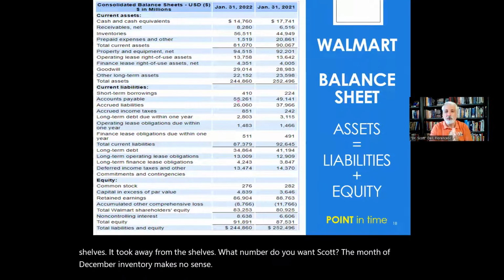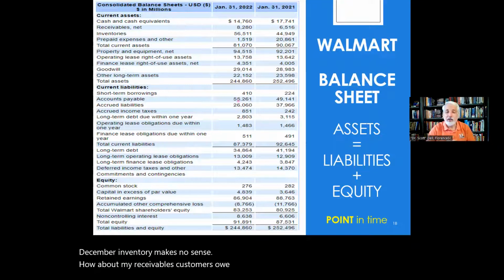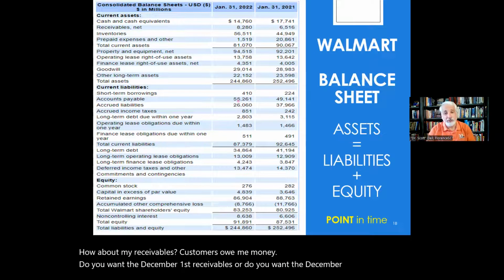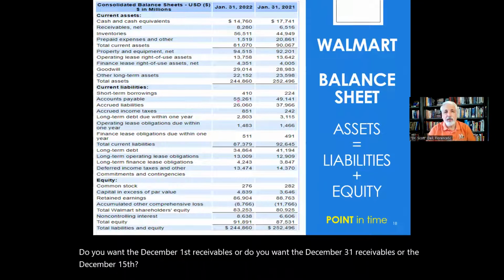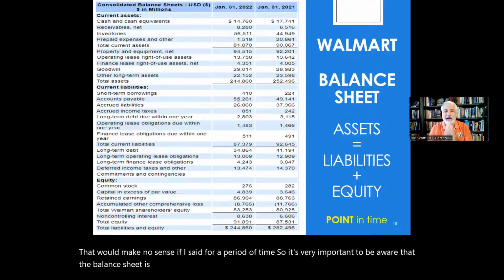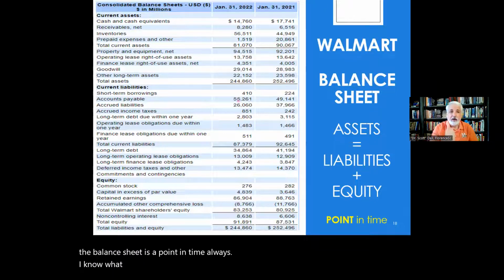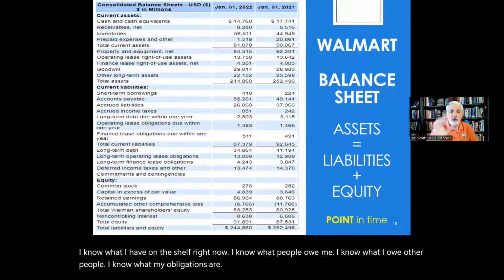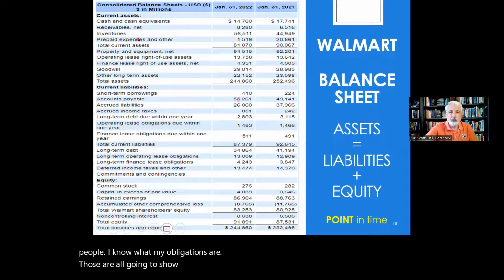How about my receivables? Customers owe me money. Well, do you want the December 1st receivables, or do you want the December 31 receivables, or the December 15th? That would make no sense if I said for a period of time. So it's very important to be aware that the balance sheet is a point in time, always. I know what I have on the shelf right now. I know what people owe me. I know what I owe other people. I know what my obligations are. Those are all going to show up as a point in time in the balance sheet.